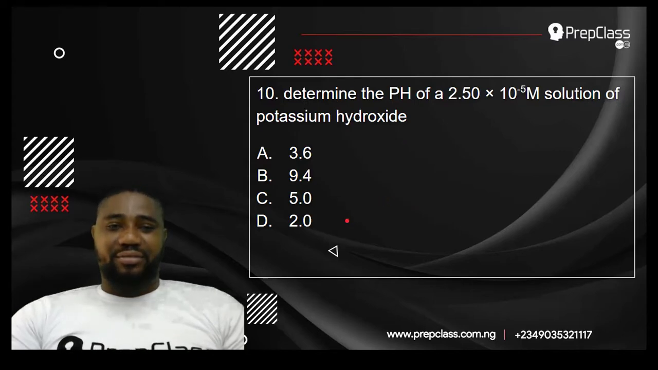Question number 10. Determine the pH of 2.50 times 10 raised to the power minus 5 molar solution of potassium hydroxide. Remember, I told you that this M here means moles per dm cube, which is also molar concentration.